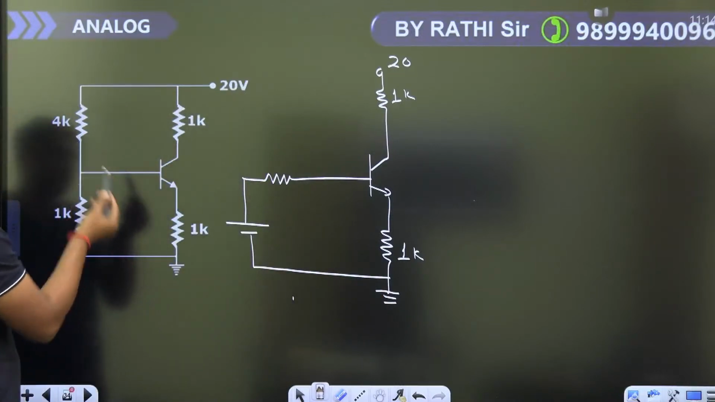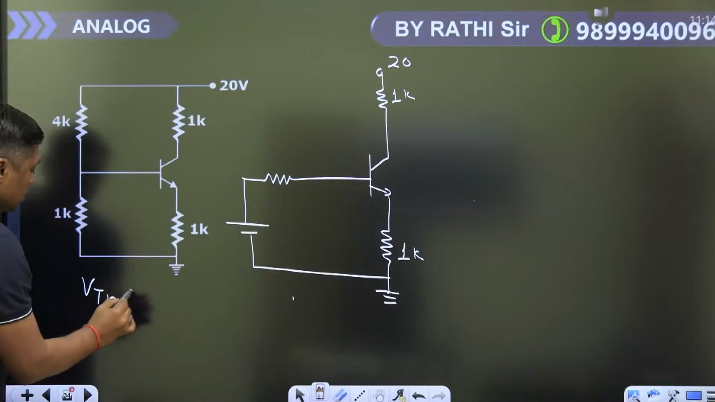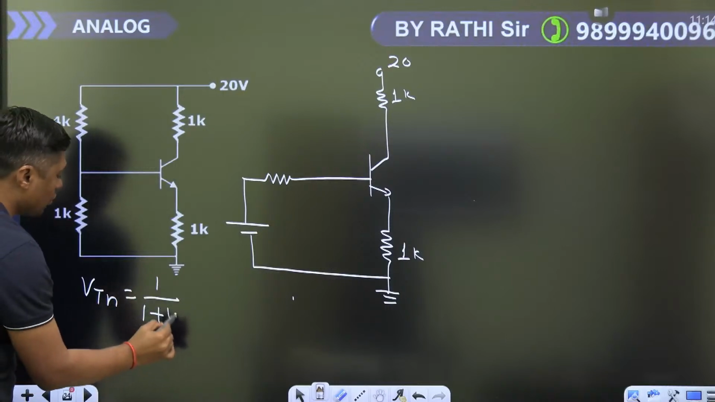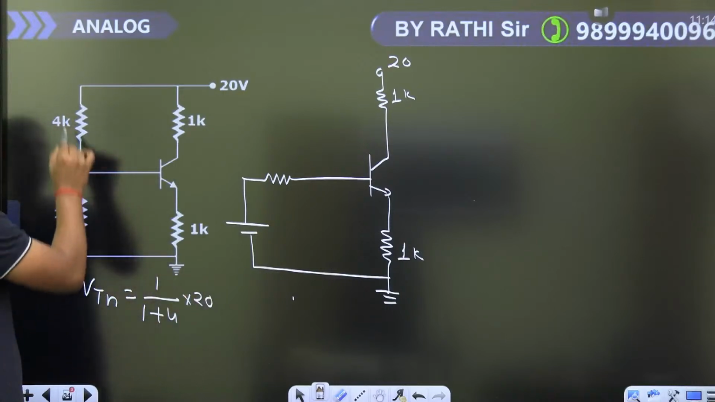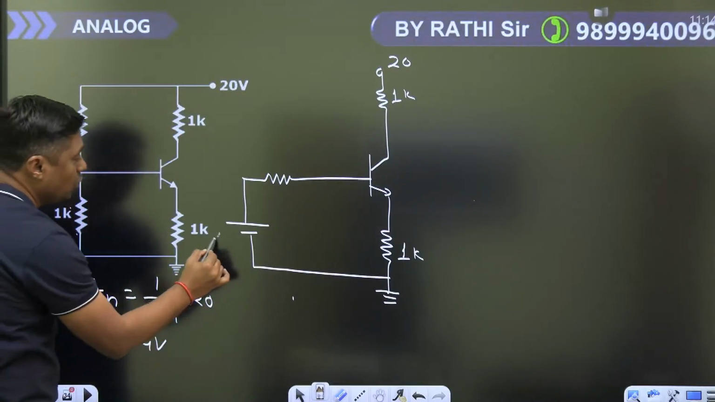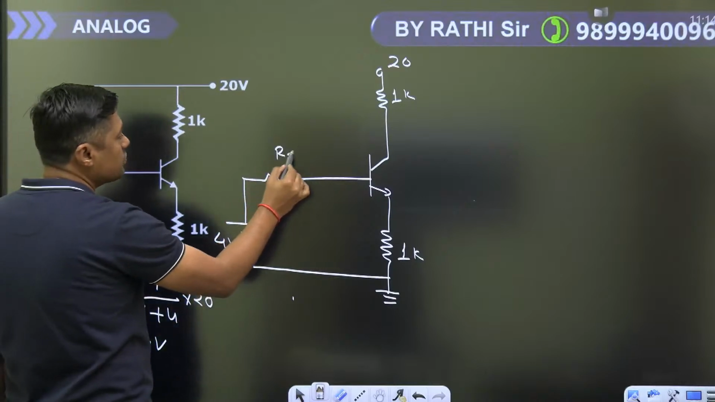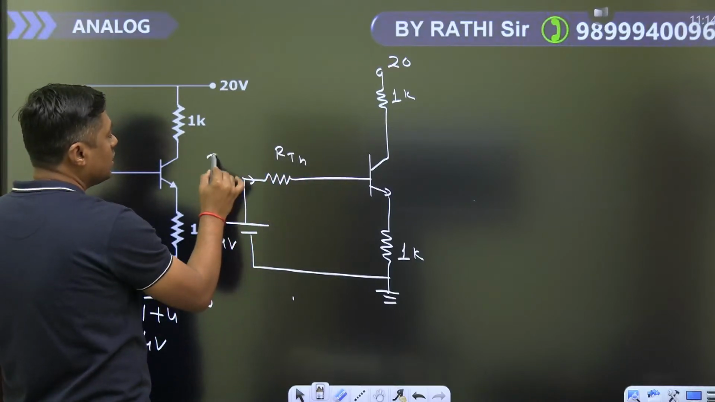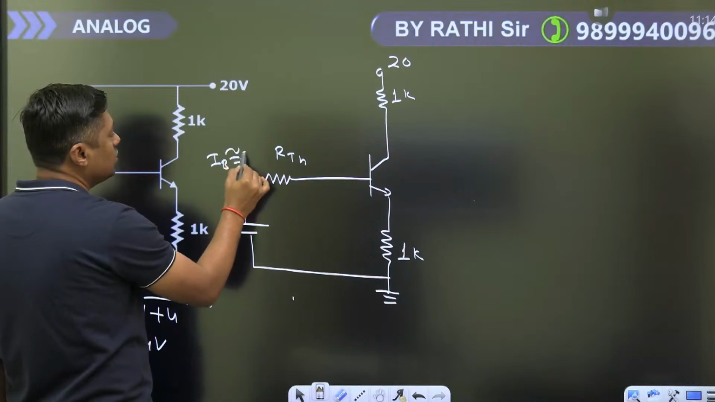VTH means simple. What is the VTH? 1 divided by 1 plus 4 into 20. That is the 4 volt. No need to find the RTH. Why? Because we are just neglecting the IB. We are just taking the IB as nearly equal to 0.